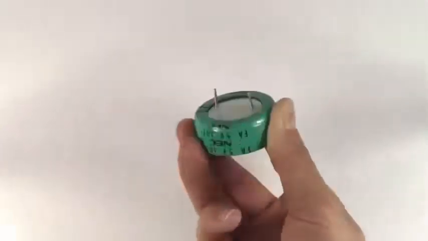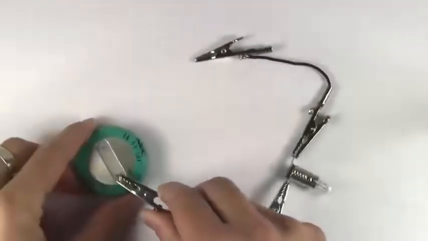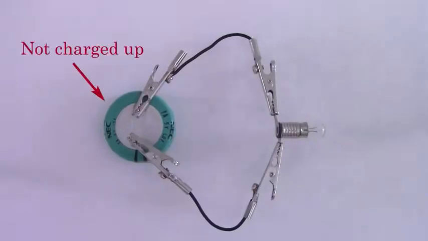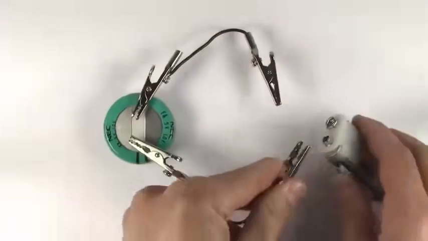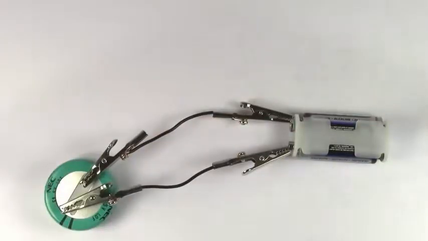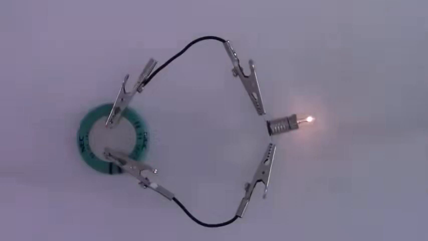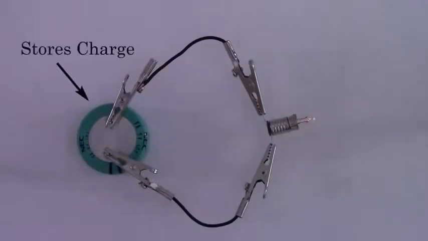Check out this capacitor. Look at what happens if I hook it up to this light bulb. Boo! Yeah, nothing happened because the capacitor is not charged up. But if we hook it up to a battery first to charge up the capacitor, and then hook it up to the light bulb, it lights up. Ooh.